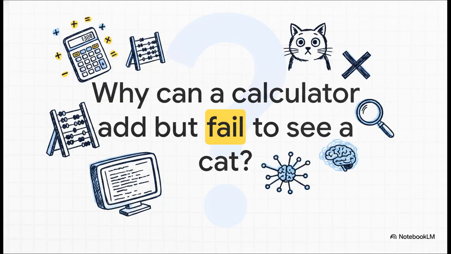Why on earth can this machine perform insanely complex mathematics perfectly, but completely and utterly fail to see a simple cat? This isn't just some weird quirk of cheap electronics, guys. It's the fundamental mystery of traditional computing. Understanding how these baseline machines operate gives us the answer to this riddle, and it really sets the stage for the entire modern AI revolution.